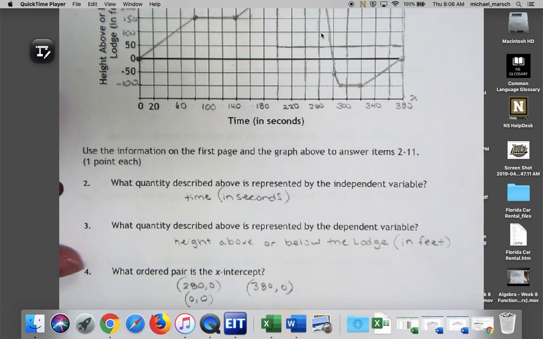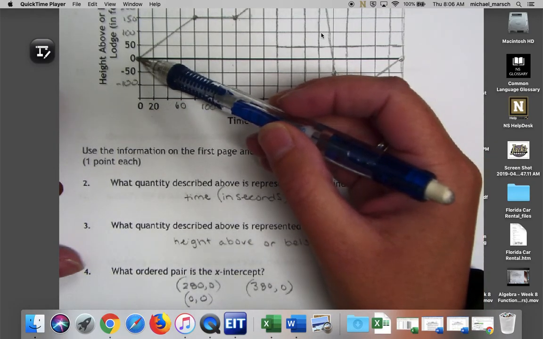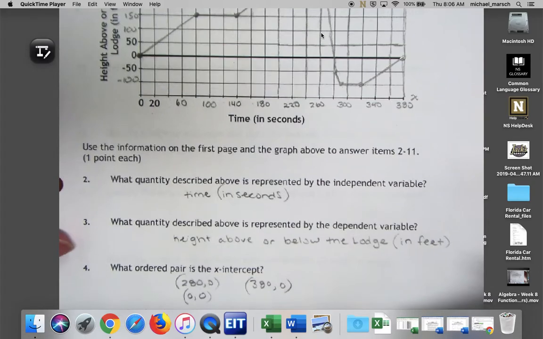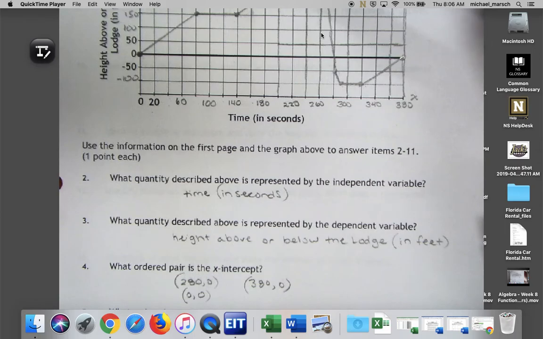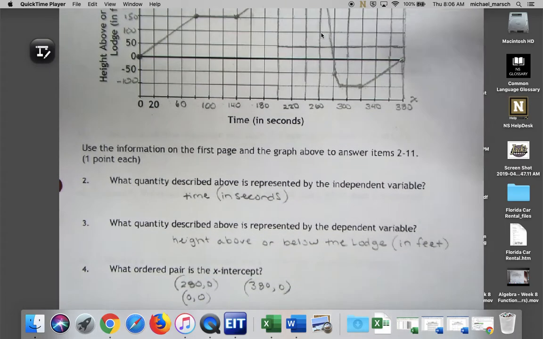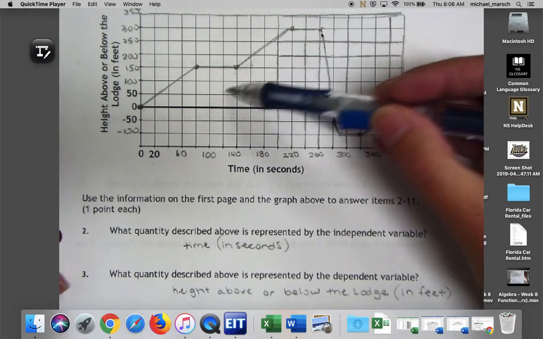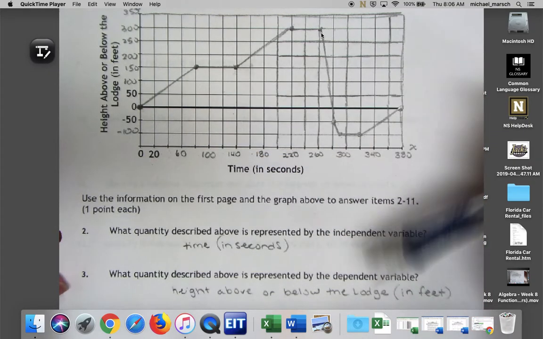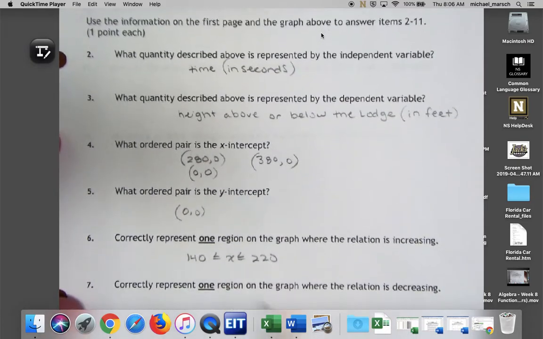What ordered pair is the y-intercept? Okay, well that's 0, 0. This could also be your x-intercept, honestly, because it's still on the x-axis as well. Correctly represent one region on the graph where the relation is increasing. So I choose between 140 and 220, right, because that's where it's increasing. Sorry about that. It's increasing between 140 and 220. I also could have chosen between 0 and 80, or between 320 and 380. There were a couple different options there. But yeah, you'll need to write that as an inequality.